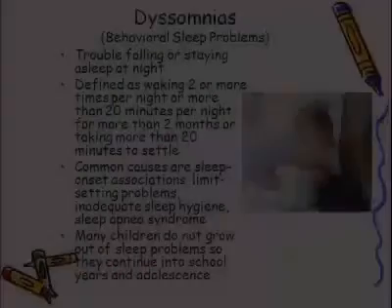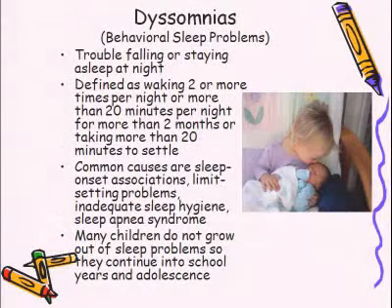And we're going to talk a little bit about the different kinds of sleep problems. So there's the dyssomnias and the parasomnias. This is what we call a behavioral sleep problem. The fancy name for it is dyssomnias, and it's when children have trouble falling asleep or staying asleep. We define it usually as waking 2 or more times per night or more than 20 minutes per night for longer than 2 months, or taking more than 20 minutes to settle.